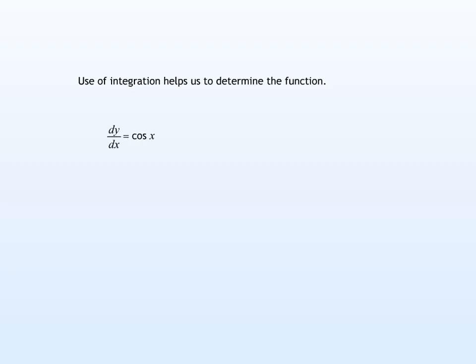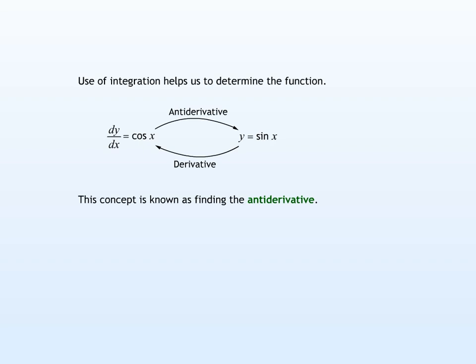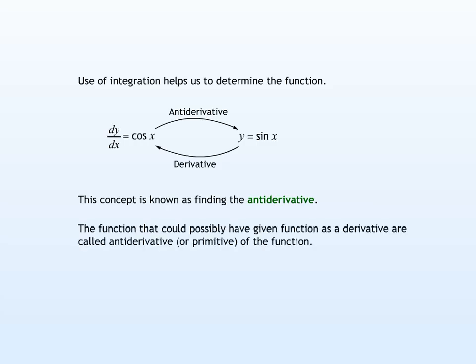For example, a derivative dy/dx equals cos x. We know that it is the derivative of the function y equals sin x. In fact, the function y obtained from its derivative is known as an antiderivative. Thus, the functions that could possibly have the given function as a derivative are called antiderivatives or primitives of the function.